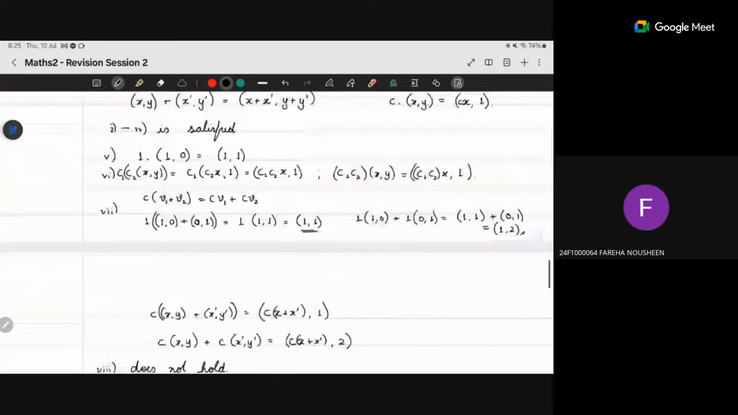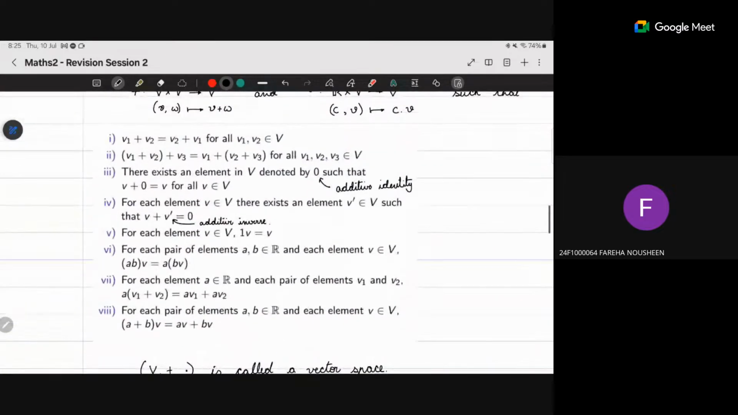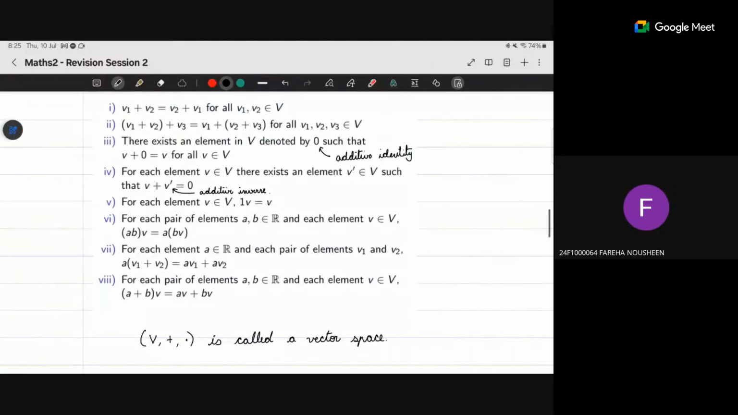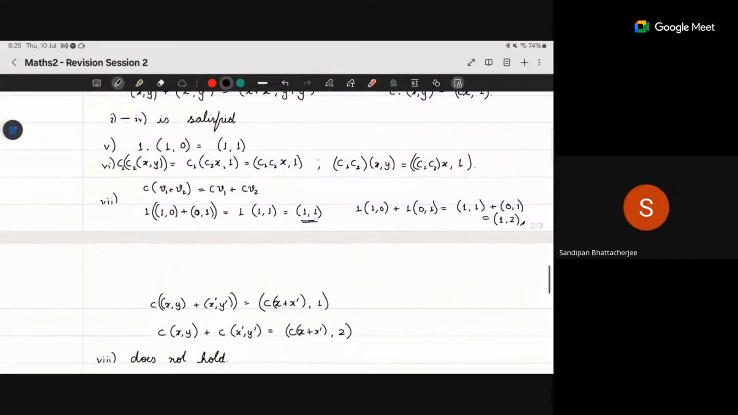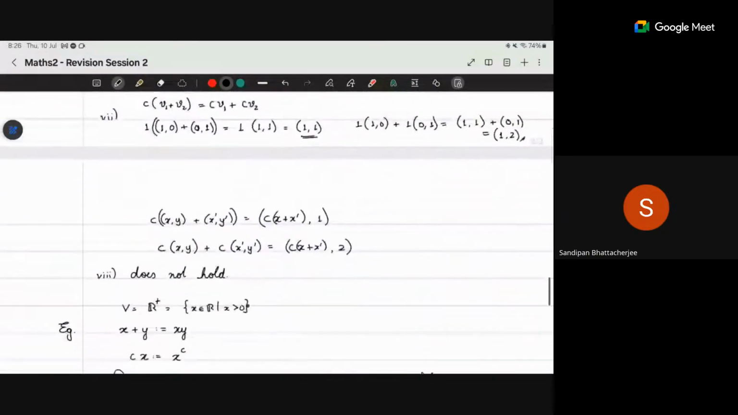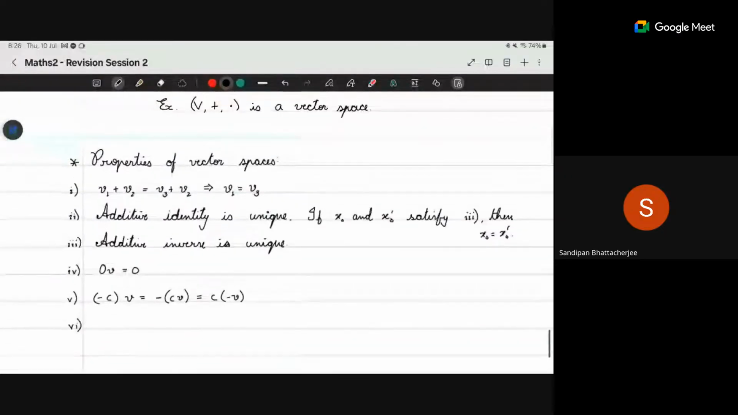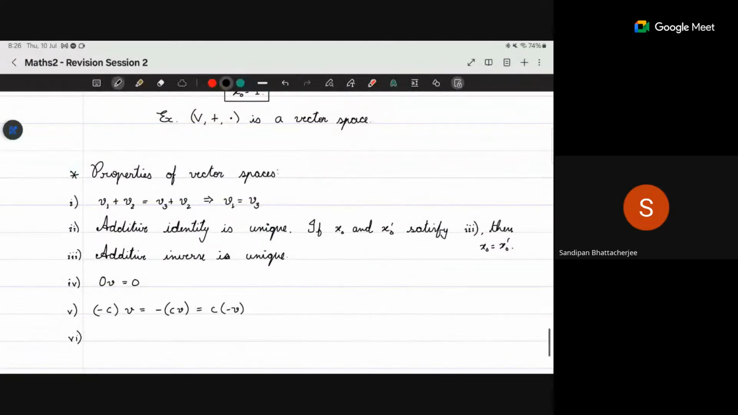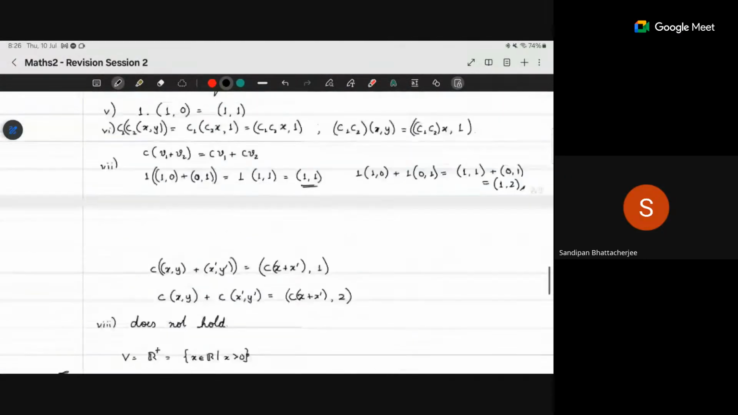So what does condition 3 say? There exists an element. Oh, sorry. What have I done over here? That should be additive identity, and you ruled out additive inverse. No, additive identity is fine, right? Yes, 3 is additive identity.